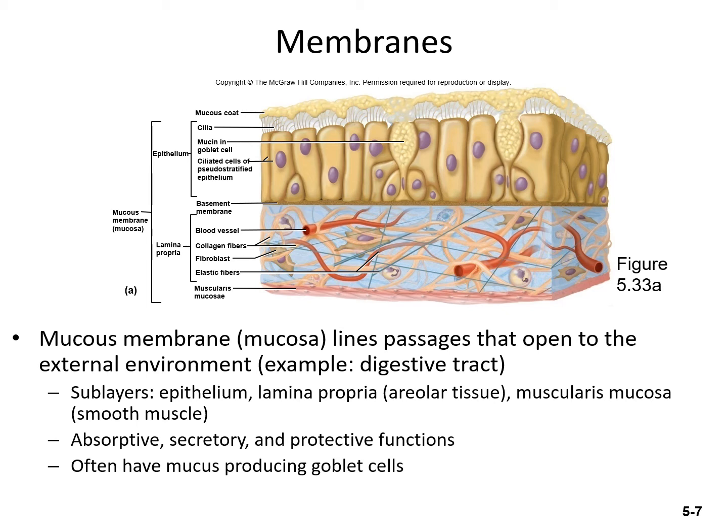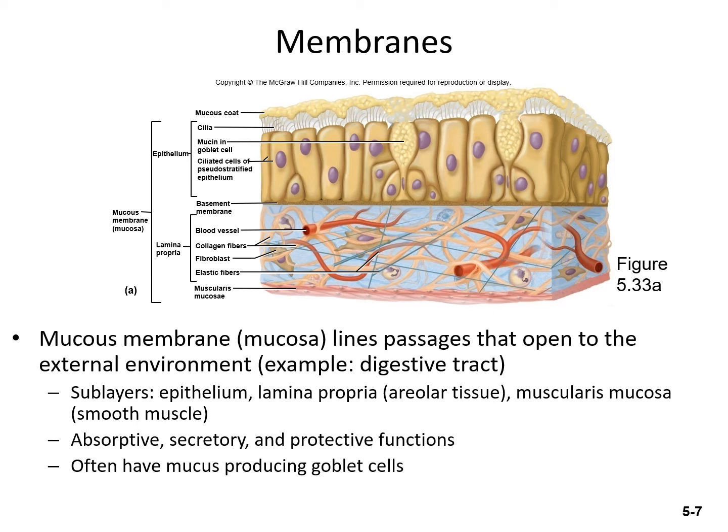Mucous membranes, also known as mucosa, are what line passages that open to the external environment, for example, our digestive tract. So oral mucosa, for example. There are several sublayers. There's the epithelium itself, which would be this layer here. There's the lamina propria, for example, areolar tissue is going to be pretty much universally found in this layer, and then the muscularis mucosa, which is a thin layer of smooth muscle. So this entire structure actually comprises a mucous membrane.